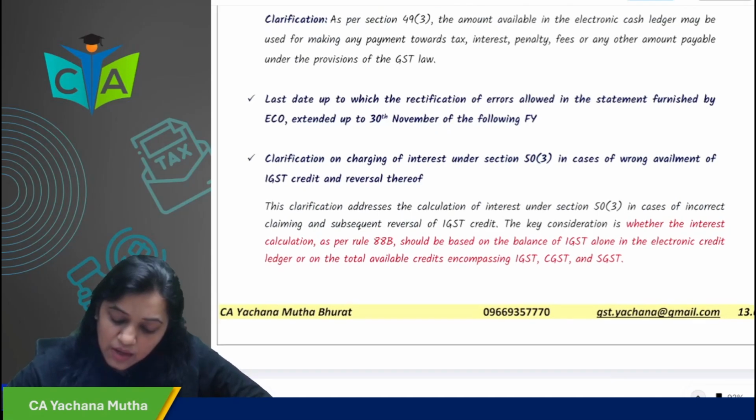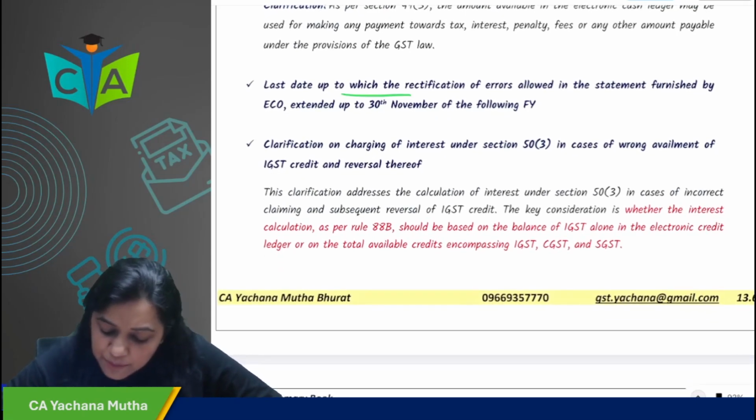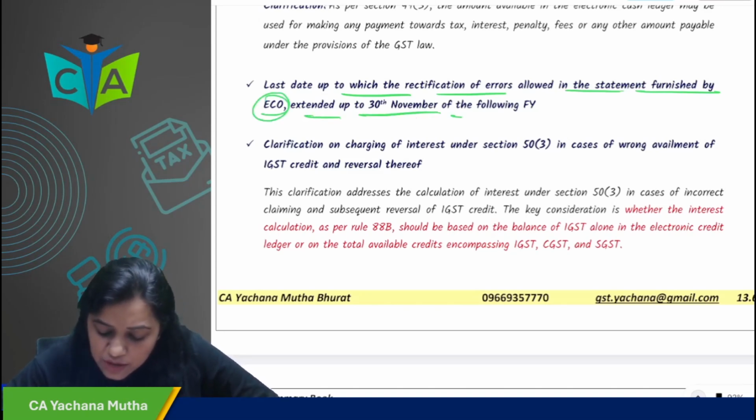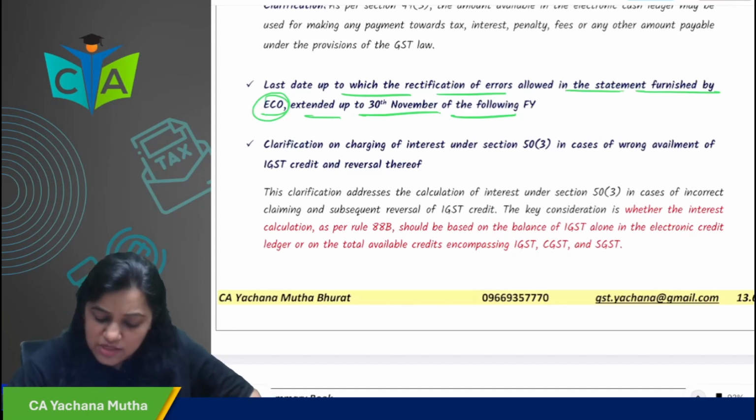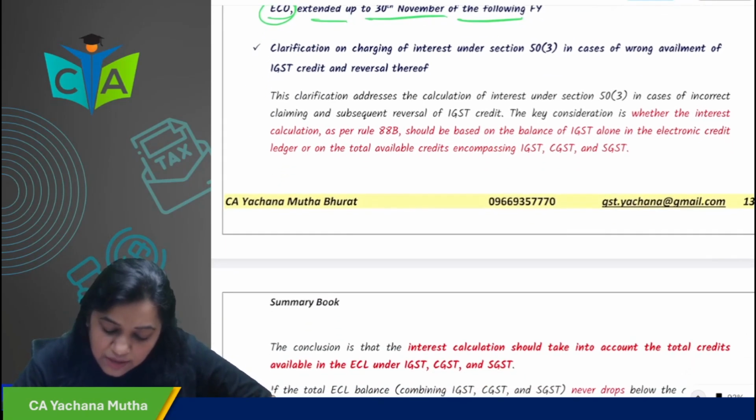Okay, next: what is the last date up to which rectification of error is allowed in the statement furnished by the ECO? It is extended up to 30th November of the financial year. In the next chapter we are definitely going to discuss this again.